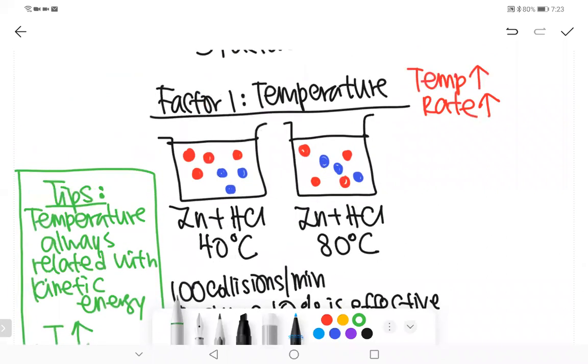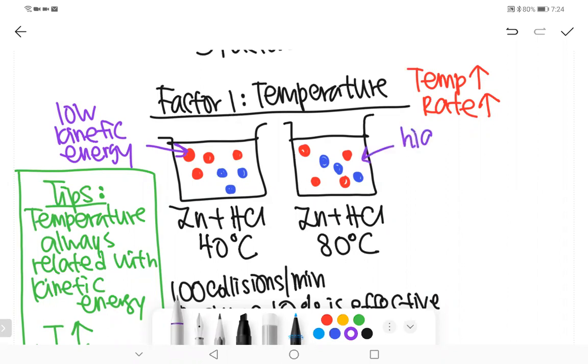Initially, when we use a low temperature of 40, all the particles here have low kinetic energy, so they don't have so much energy. But when temperature increases, all the particles have high kinetic energy. They are more energetic now. They have more and more energy.